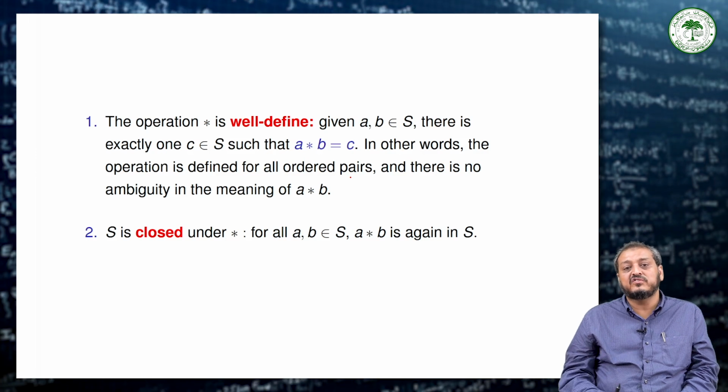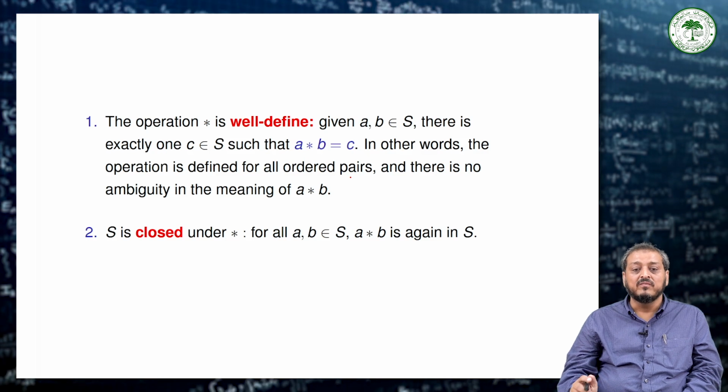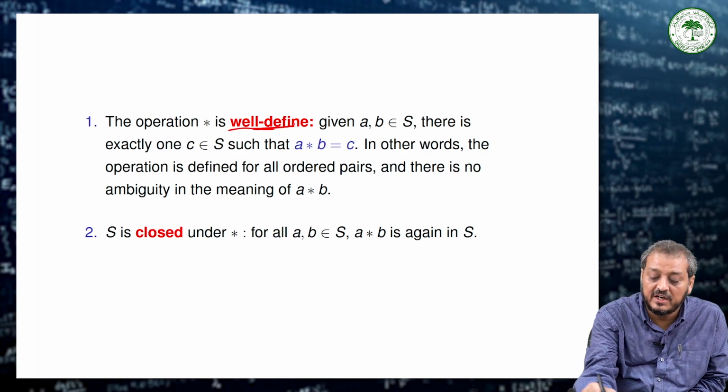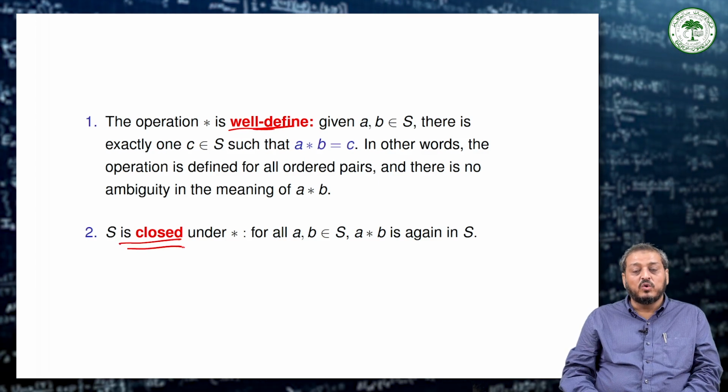So there are two things we have to keep in mind when showing that an operation is binary: one is well-definedness, and the other is that the set is closed under the operation.